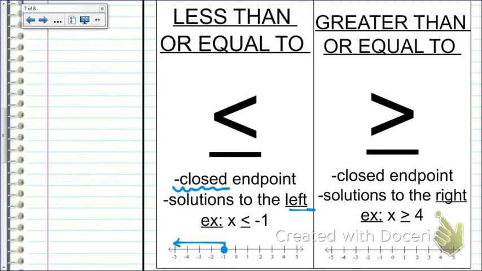For greater than or equal to, it's very similar. So you have half your equal sign, but all the solutions are going to the right. So your arrow is pointing to the right. Same thing, we use a closed endpoint because we can be equal to that number. And in my example, x is greater than or equal to 4, I put a closed endpoint at 4, and I draw an arrow to the right because that's where all the numbers get bigger.